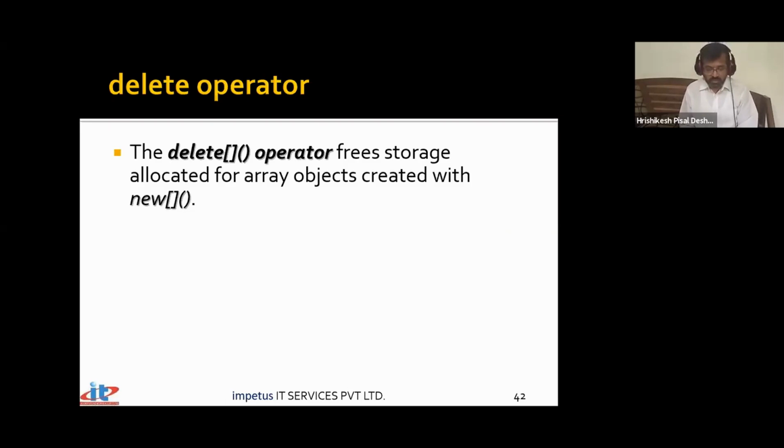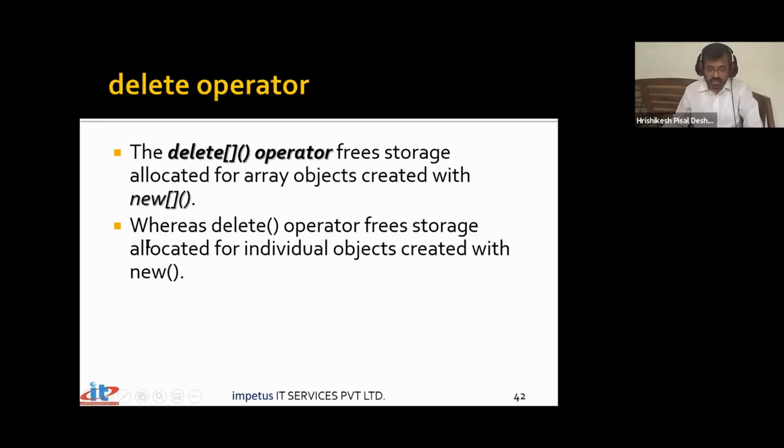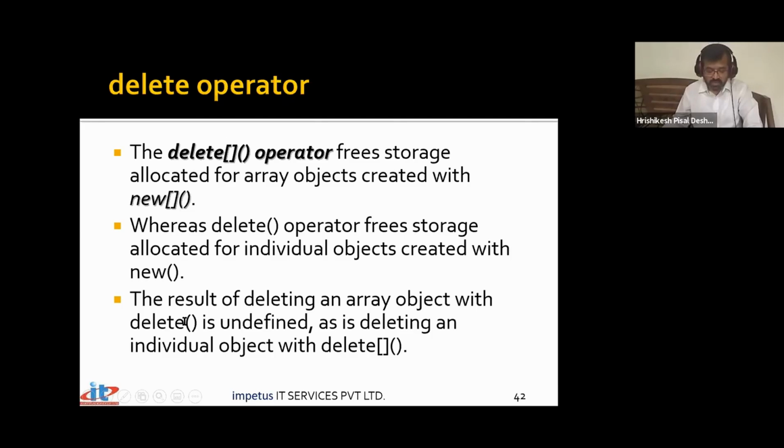Delete with square brackets is the operation for an array created using new. That means if you allocate memory by using new with square brackets, then this delete is the version that we'll have to use. Whereas the delete operator frees storage allocated for individual objects created with new. So there are two different versions, new and delete, and new with square bracket and delete with square bracket. So this pair is what we will have to use in combination only.